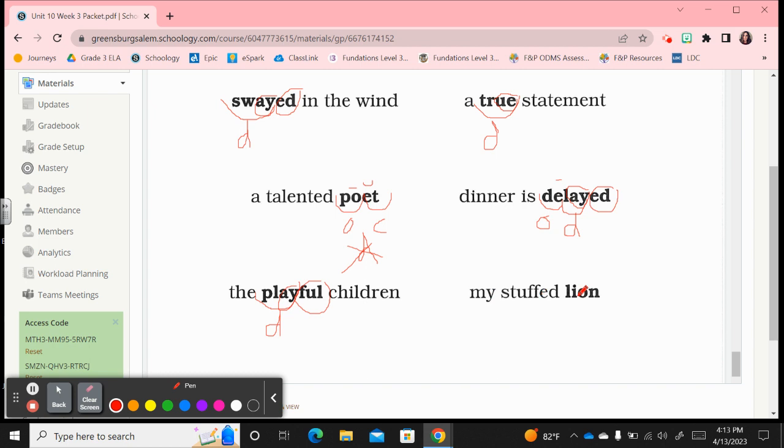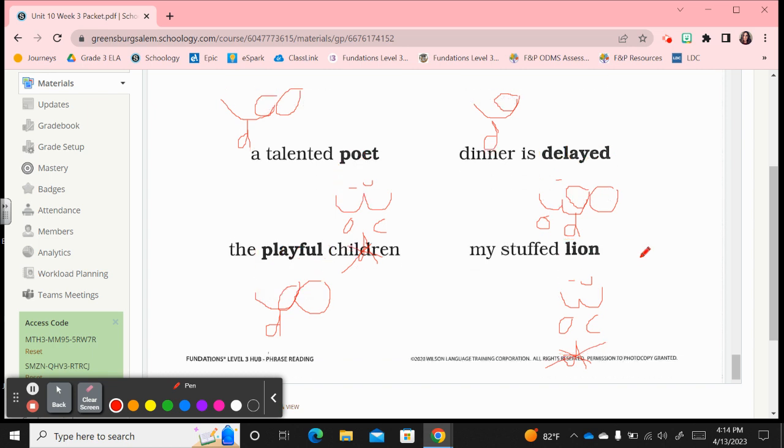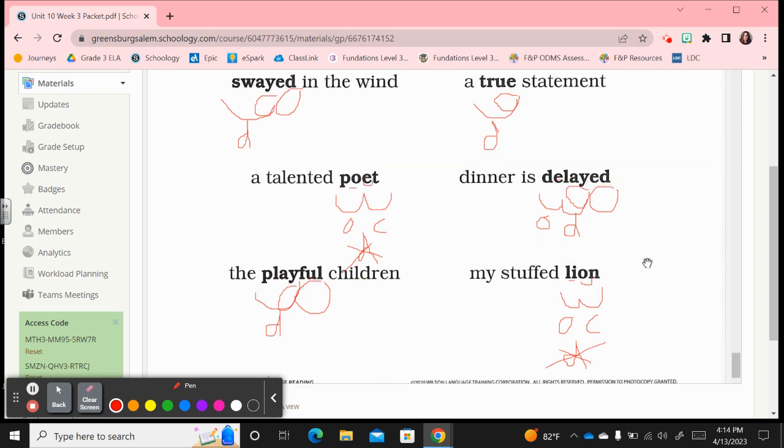And my stuffed lion. Lion. I is long, open. On is short, or you could even put a schwa there, whichever. That's closed, but it looks like a double vowel, but it's not. It's an exception. And I believe that's it. Very good. All right, third grade, thanks so much for joining me. I will see you next time.